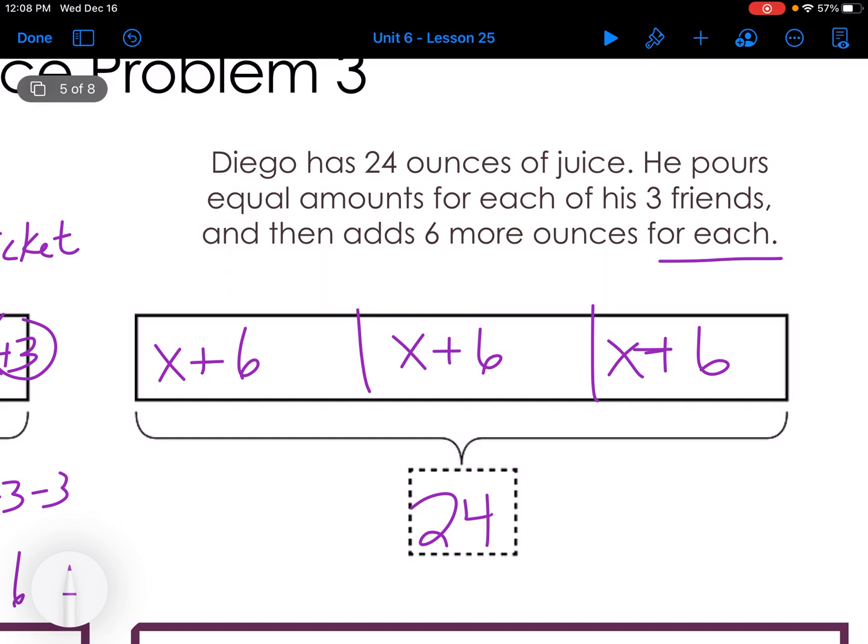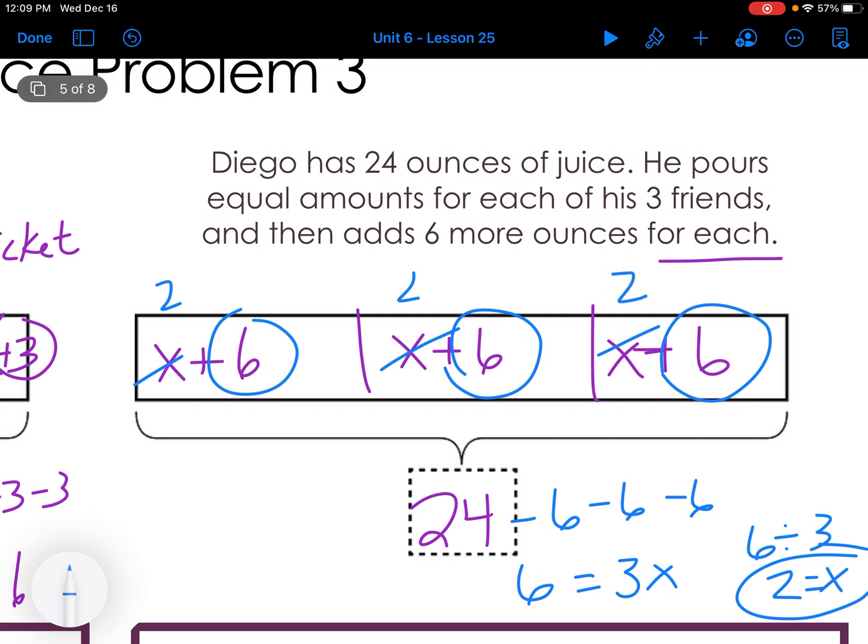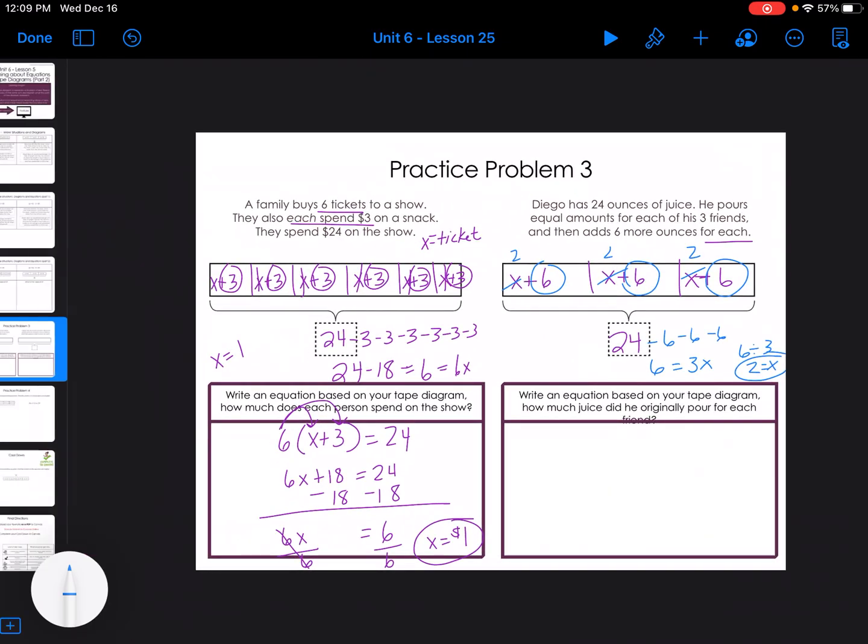So if I solve this, I'm going to subtract 18. So I'm left with 6. And then I have 1, 2, 3. I have to split that into 3 glasses. So 6 divided by 3 is going to give me 2. So each x is equal to 2. And I can check that by doing 2 plus 6, 2 plus 6, 2 plus 6. That's going to give me a total of 24, because 8 plus 8 plus 8 is 24.